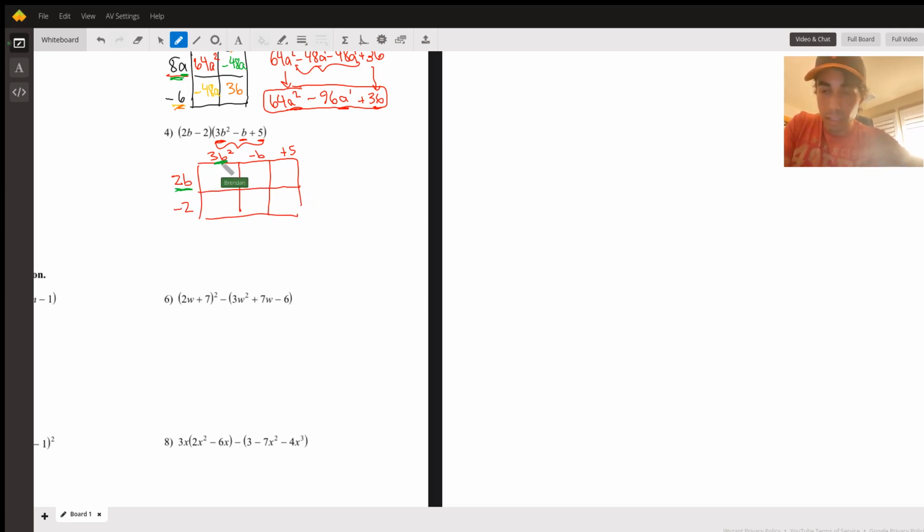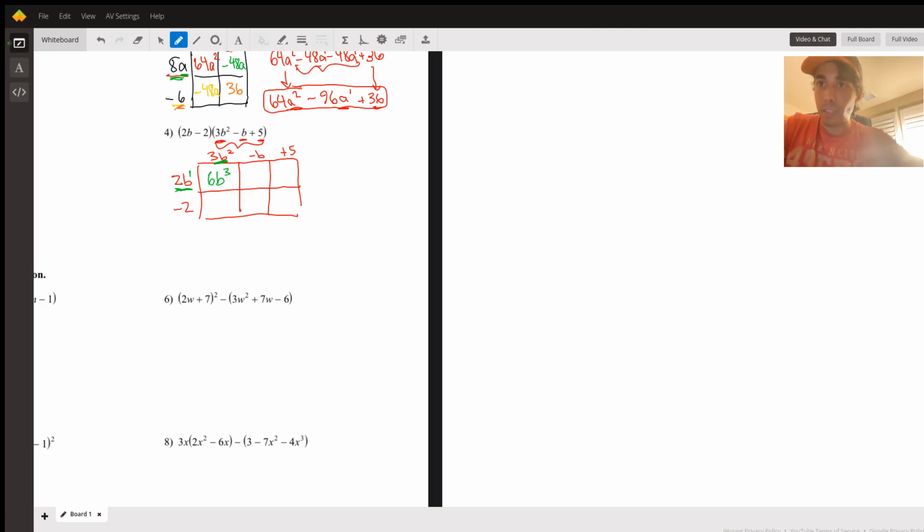You got 2b times 3b squared. Multiply those numbers out in front. 2 times 3 is 6. Don't forget the invisible exponents. B to the 1 times b squared. You're going to add those exponents. So add them up. 1 plus 2 is 3. So that is b cubed.